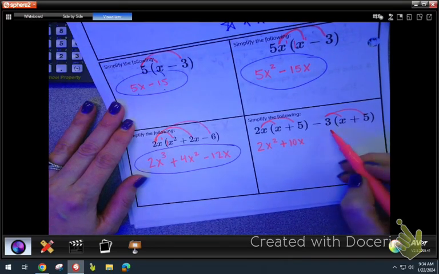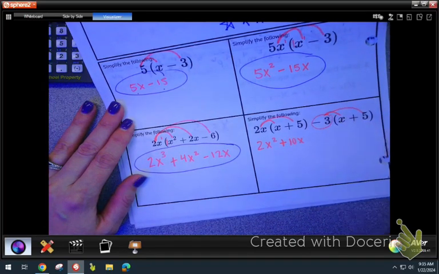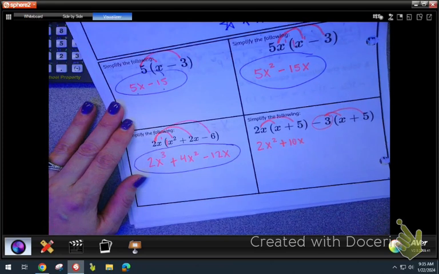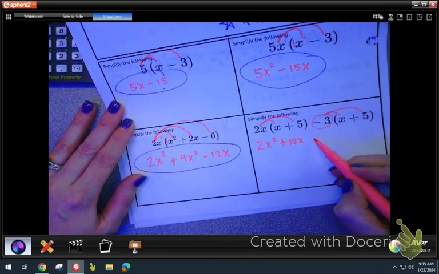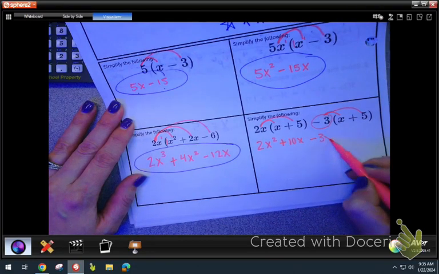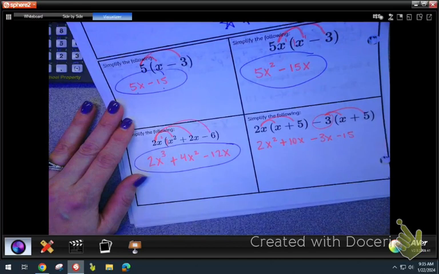Now, this second distribution, what am I distributing in? What kind of 3? Negative 3. So keep those together. If it helps to circle that, then go ahead and do that. And what'd you get, Kalina, when you distributed that? Perfect. Okay.